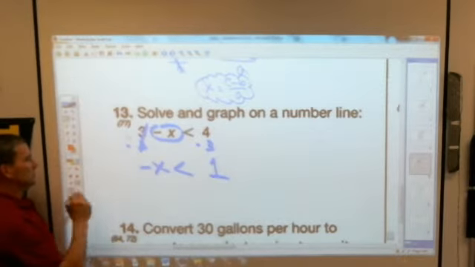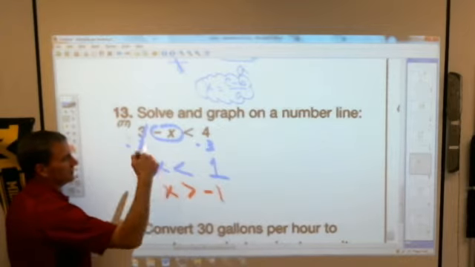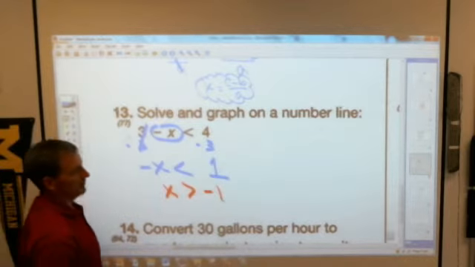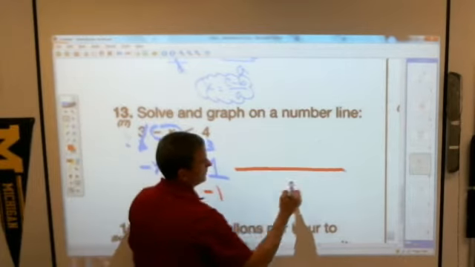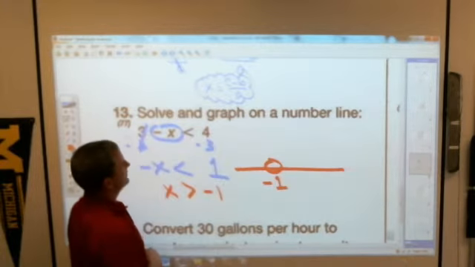Can't have negative x's, so we changed it to positive, and the sign to its opposite. And then the graph of that is here at -1. We'll open circle. I thought I said closed circle, didn't I?